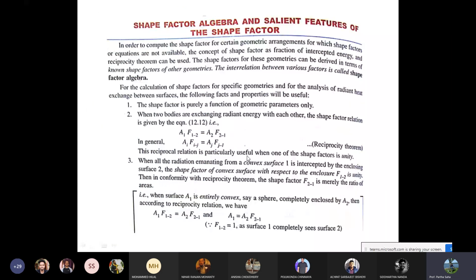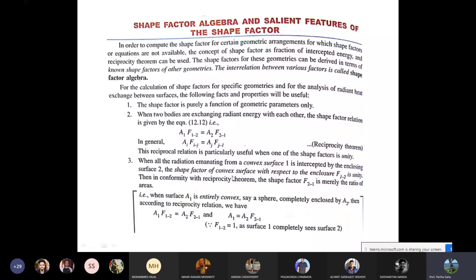Now one more thing we have to derive: shape factor algebra and salient features of the shape factor. You see that the shape factor is purely a function of geometric parameters. When two bodies are exchanging radiant energy with each other, the shape factor relation is given by this equation, A1 F12 equals A2 F21. We have already seen that this is known as the reciprocity relation, right? When all the radiation emanating from a convex surface is intercepted by the enclosing surface 2, the shape factor of the convex surface with respect to the enclosure, F12, is unity, because the radiation emanating from the convex surface is completely absorbed by the body which is enclosing it, right?